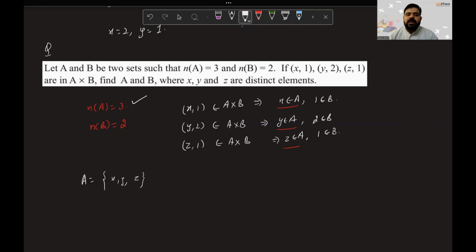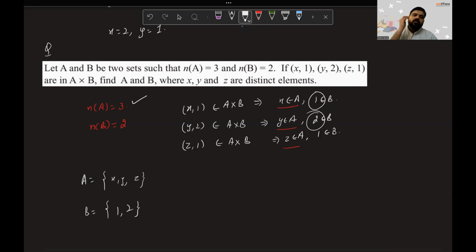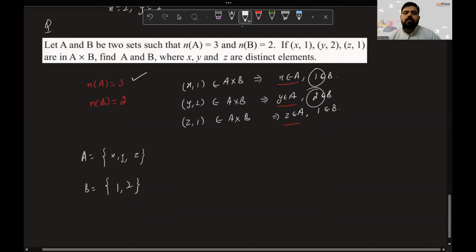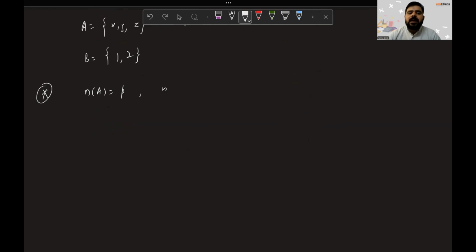Also, set B contains 2 elements. So we have 1 belonging to set B and 2 belonging to set B. Only 2 elements were needed, and those 2 elements are 1 and 2 only. So this will be your set B. Right? Very interesting thing to see over here. If I ask you the number of elements in A cross B, this is a very important discussion. Let's say there is a set A which has p elements and set B which has q elements, right? So the number of elements in A cross B.